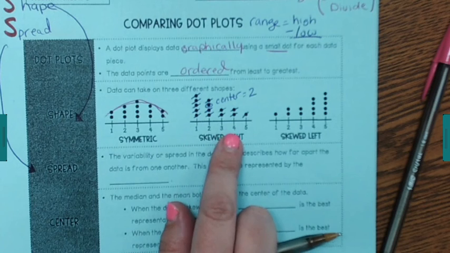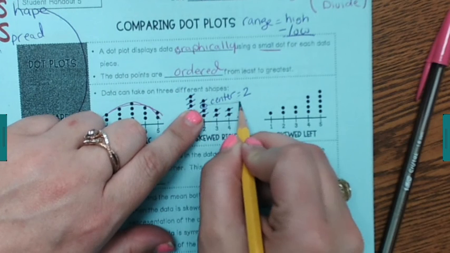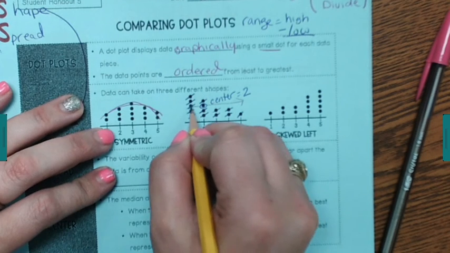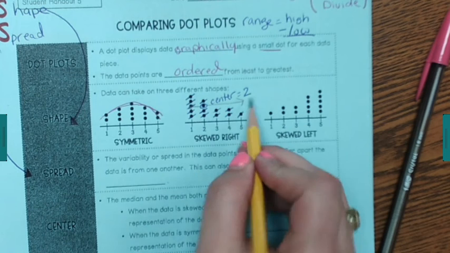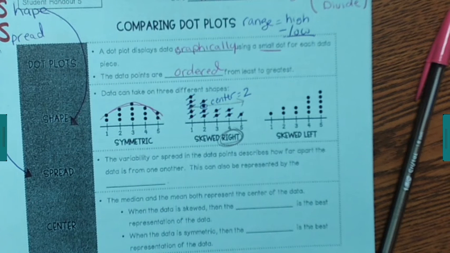So what you want to do is look from the center. If I go this way, it's from 2 to 5. If I go this way, it's 2 to 1. Which side is longer? 2 to 5, which is the right. That's where I get skewed right from. You find the center, and then you see which side is longer from the center. Whichever side is longer, that's the part that you put after the word skewed.